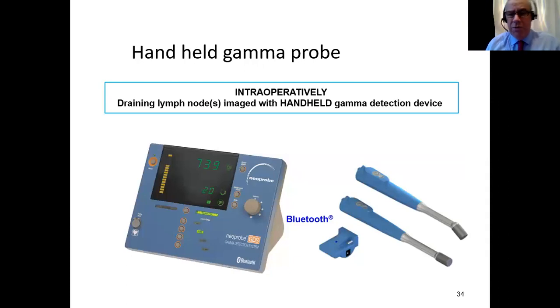In terms of probes, we tend to use these handheld probes. These days they're Bluetooth, and they can be wrapped in a sterile bag so that the surgeons don't break them, drop them, lose them, but they can be used for finding the sentinel nodes intraoperatively.